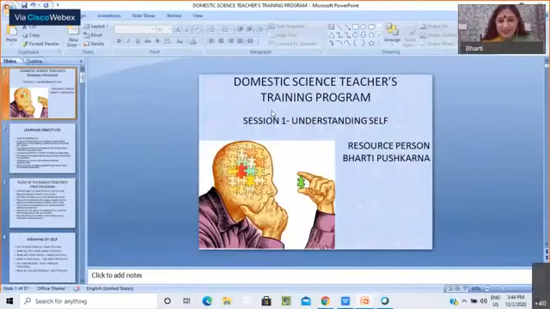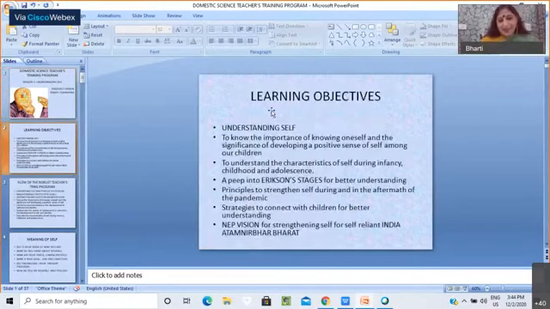session of mine where we would be deliberating upon understanding self. Now, when we talk about understanding self, dear friends, though the topic itself is so worded into very small alphabets, but it has got a lot of meaning.